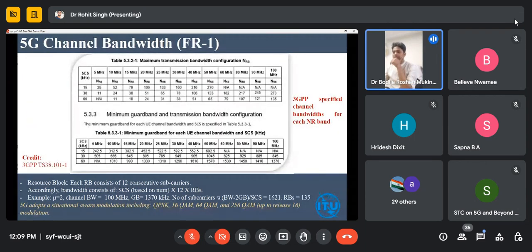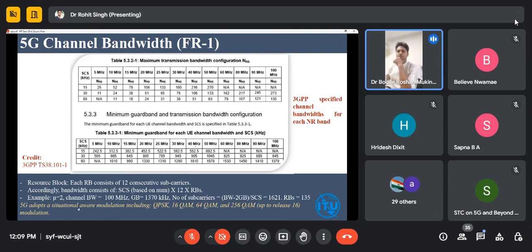So the answer is, the number of subcarriers here is bandwidth minus 2 guard bands, one for left side, one for right side, divided by SCS. SCS is equal to 60 for mu equal to 2. The number of subcarriers is bandwidth minus 2 GB divided by SCS, that is 60, equals 1621. You can perform this calculation. These many resources are available. Resource blocks are number of resources divided by 12, because one resource block carries 12 subcarriers.